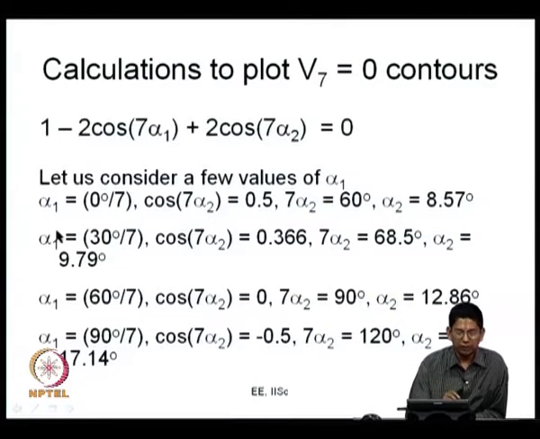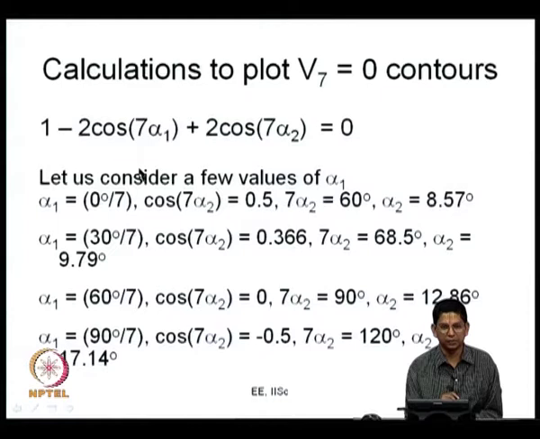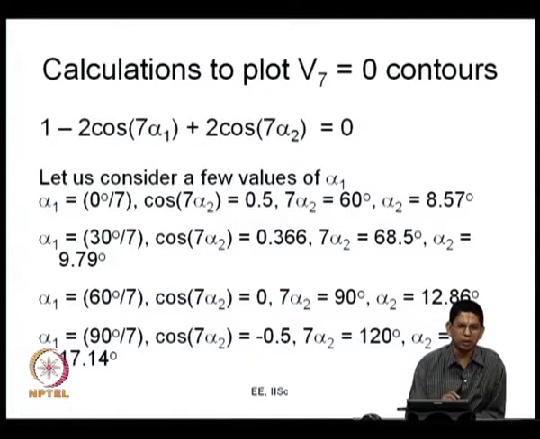If you see, I have taken alpha 1 as 0 and the next value I am trying to take is alpha 1 as 30 by 7. It is easier that way because 7 alpha 1 will then be 30 degrees, and I am taking the next value 60 by 7. So, 7 alpha 1 will be 60 degrees. It is kind of easy to do my calculations. So, we are just taking some numbers like that. 30 by 7 is essentially something like 4.3 and 60 by 7 is something like 8.6 or 8.7.